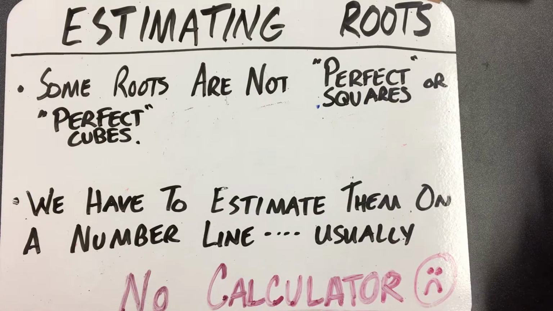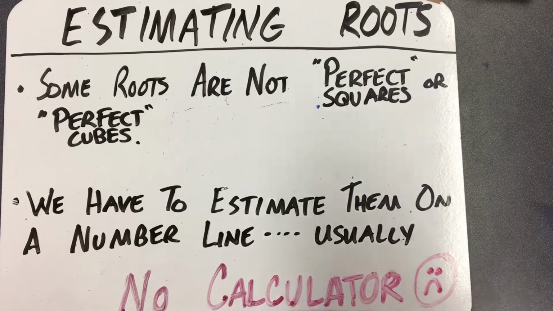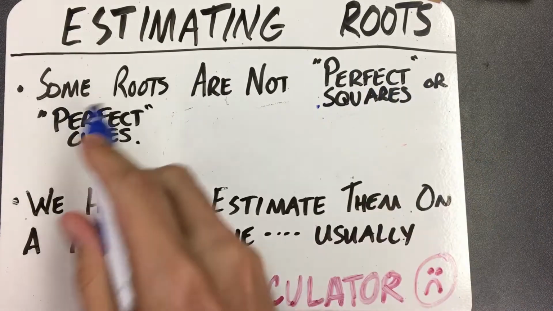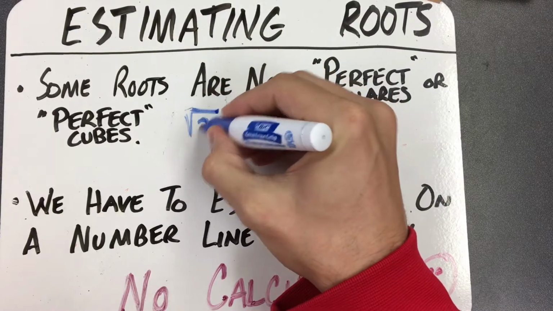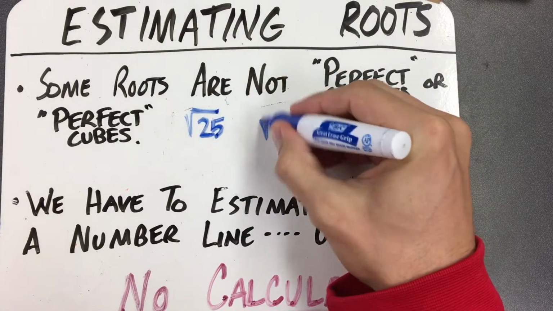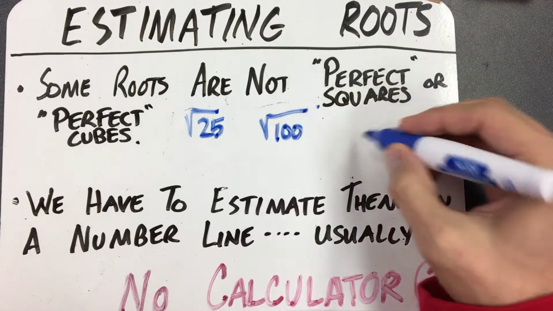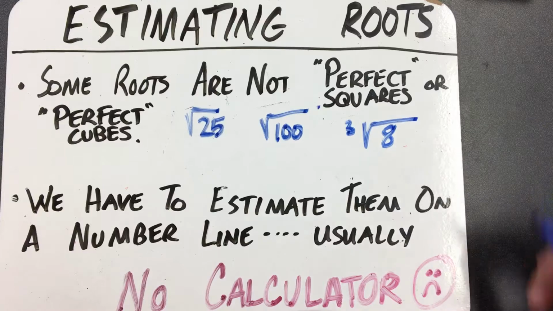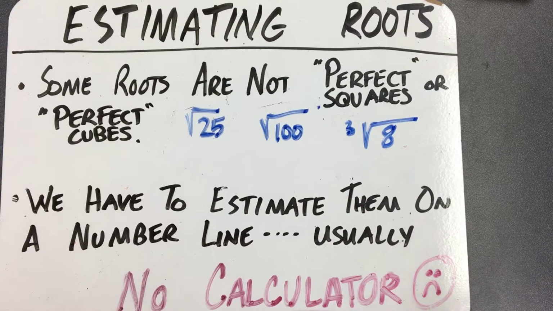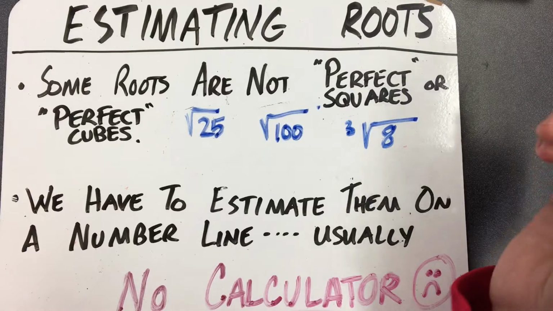Usually when you do square roots and cube roots, everything that we have is a perfect square or a perfect cube. For example, these are perfect squares, right? The square root of 25, the square root of 100, the cube root of 8. These are all perfect squares and perfect cubes because if you work these out, you have a perfect answer. There's no decimal on it. There's no fraction on it. Everyone should know most of these in their head, right?